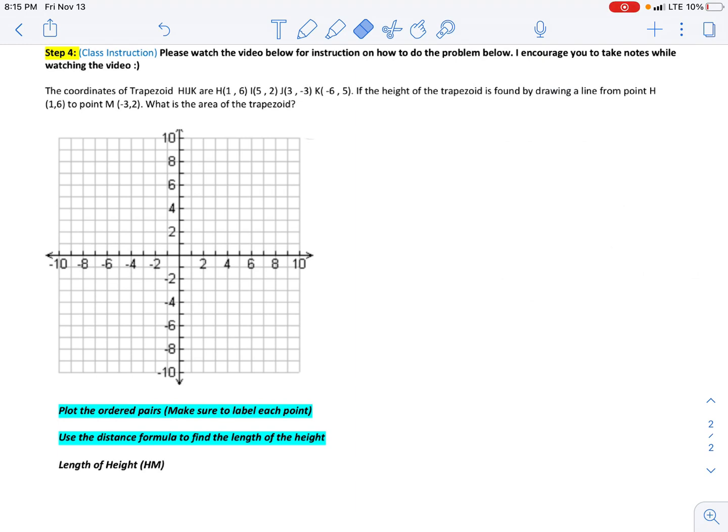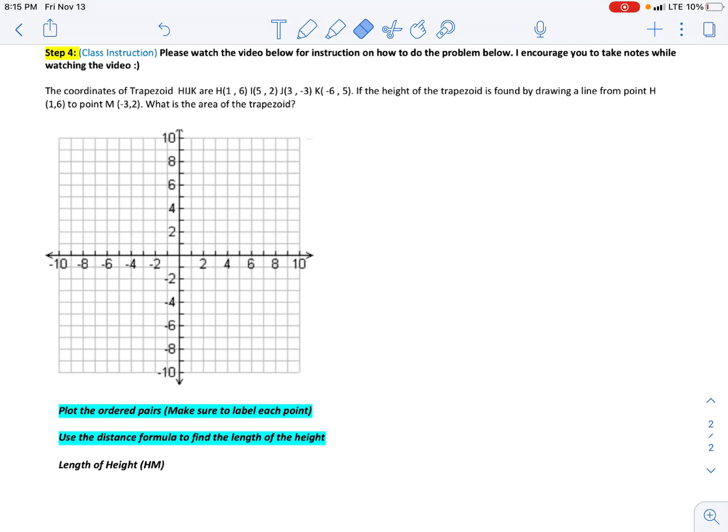Hello everyone. So today we're going to talk about finding the area of a trapezoid in a coordinate grid. And so here I give a problem where we're going to find the area of the trapezoid. So the coordinates of the trapezoid HIJK are H, which is given by 1, 6, and I, which is given by 5, 2, J, which is given by 3, -3, and then K, which is given by -6, 5.